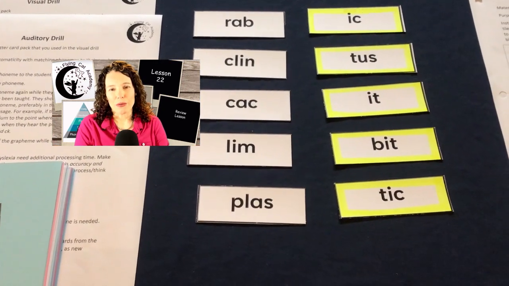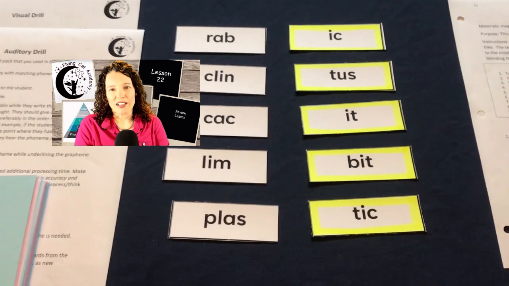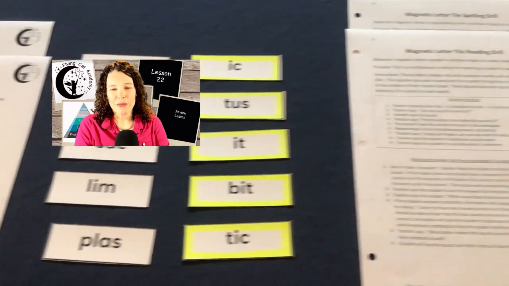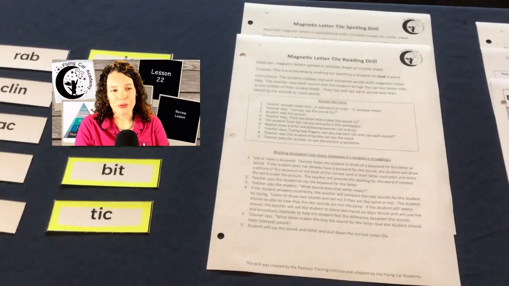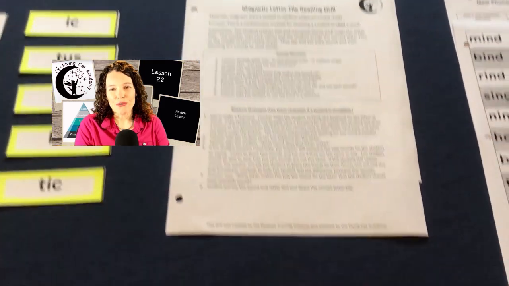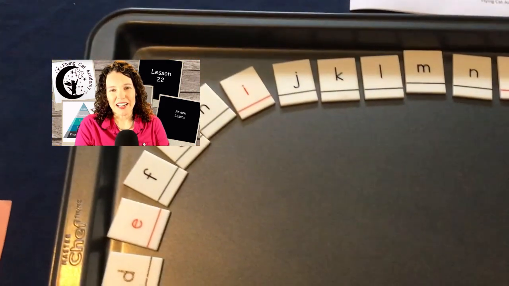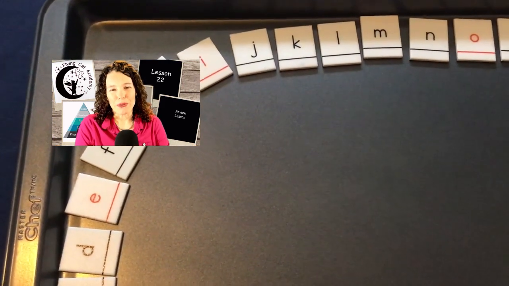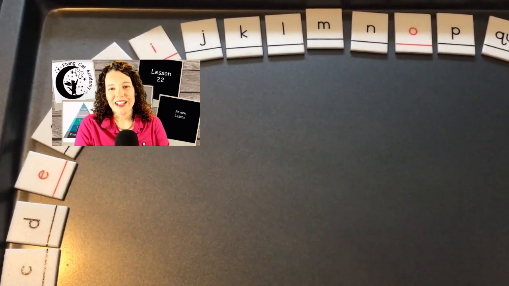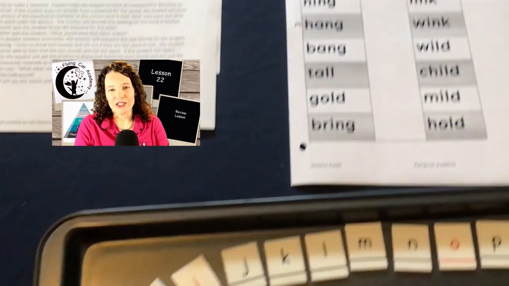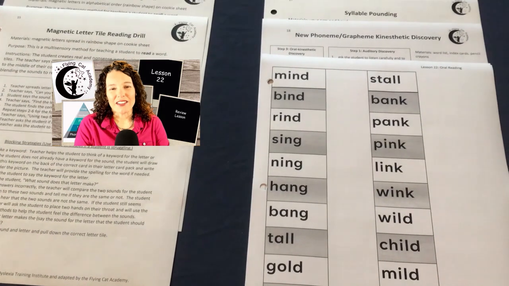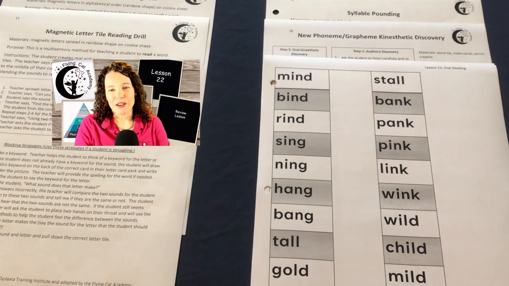You'll have the syllable card drill ready to go, all cut out and ready. Then we have the magnetic letter tile drill for reading and spelling. For this one, you need the cookie sheet with the magnetic letter tile spread in a rainbow shape. You'll have the syllable pounding instruction sheet and the new phoneme grapheme kinesthetic discovery sheet.